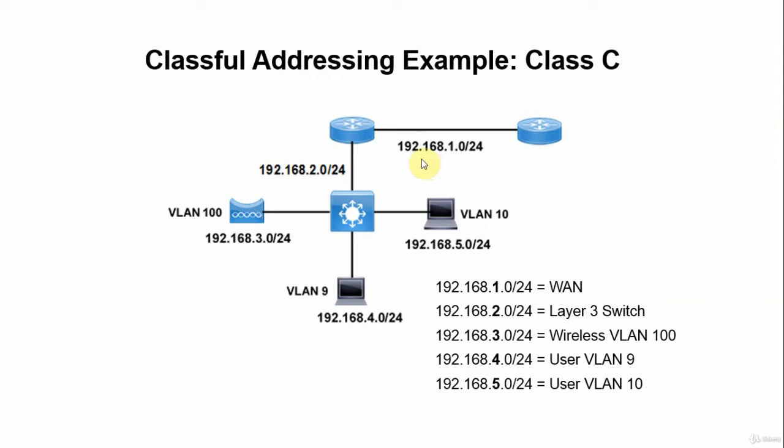And here's an example of the addressing you'd use for classful. There's the 1.0 subnet. That could be a WAN interface. Then there's 2.0 for this subnet between the layer 3 switch and router. Then this is a bunch of wireless access points assigned to VLAN 100, and it's using 3.0. Then VLAN 9 could be a data VLAN, that's 4.0. And VLAN 10 could be another user VLAN, and that's 5.0. So there are the 5 subnets. They're really top-level network addresses, but each one requires the router to route between the different numbers because they are different subnets.